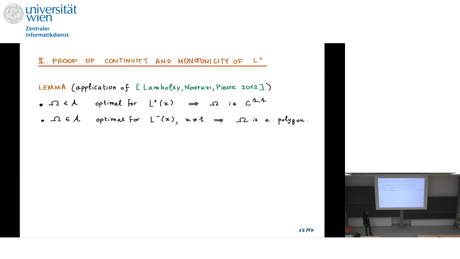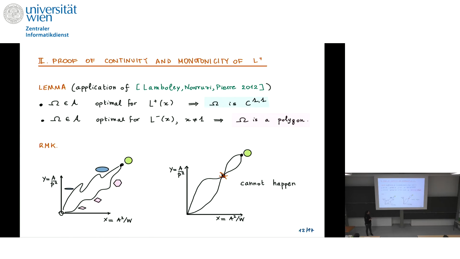With these arguments, we can obtain that the optimal shapes for the upper part are C^{1,1}, whereas the optimal shapes in the lower boundary are polygons. Let me make a picture. So we have the disk here on the upper part, so in the graph of L plus, we have C^{1,1} shapes. And on the graph of L minus, we have polygons. So this makes our study much easier.